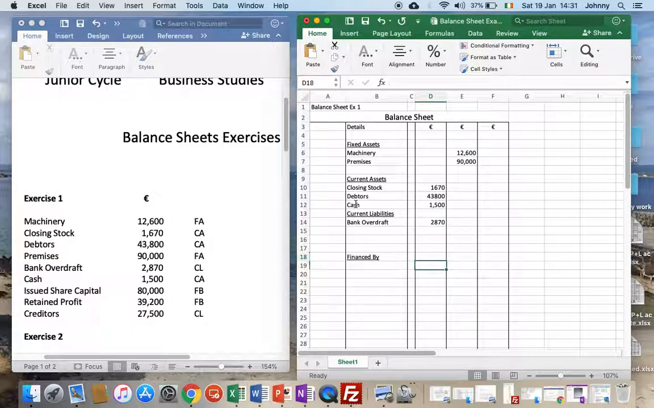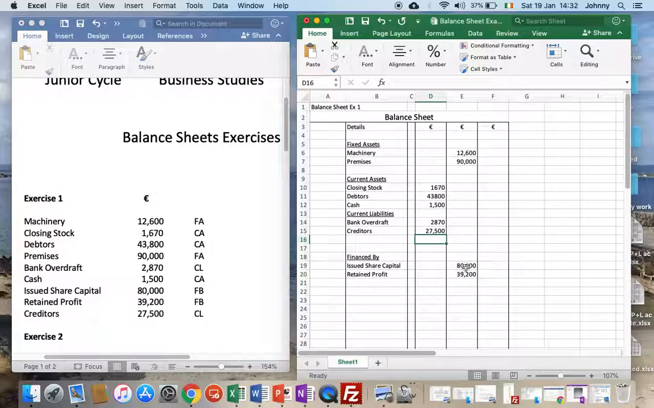And then we've got issued share capital, which is one of the main ways of financing a business, so that was 80 grand. We have retained profit 39,200, so that's another way of financing a business. So retained profit, remember, is some of the profit the business has made and has decided not to pay out. We're going to keep it in the business and use that for financing as we expand our business. And the last number then is creditors 27,500, so that's a current liability. Okay, so now let's move on to the second stage.